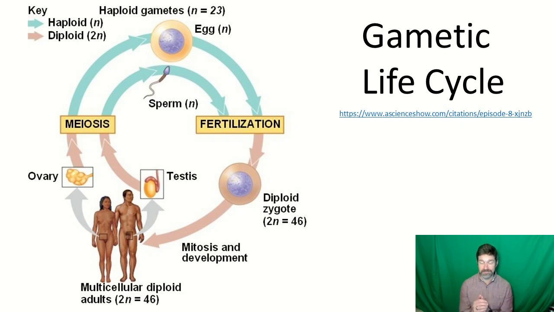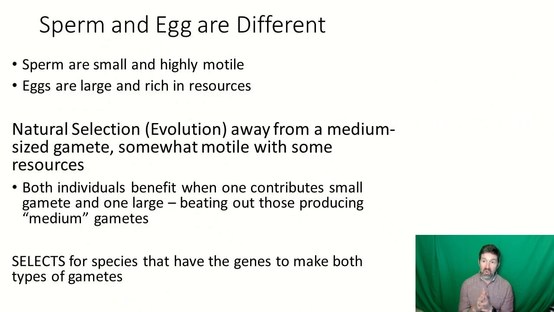So in the gametic life cycle, what we have is individuals that go through a special kind of cell division called meiosis, which takes that diploid cell and makes haploid cells, meaning they have that one copy. That's sperm and egg, right? So those haploid gametes now can fuse and get you back up to, for humans, 46 chromosomes and 2 copies of each, right? So with that, we're going to think about the differences between sperm and egg.